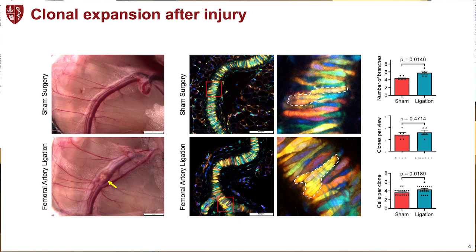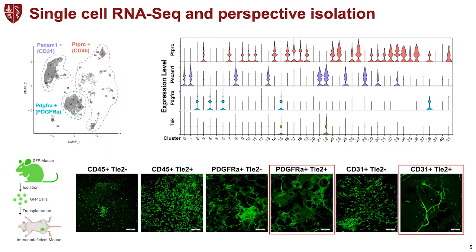To identify the vascular stem cells, we induced a vessel injury model by ligating the femoral artery of the rainbow mouse. After the ligation, some cells proliferate, trying to regenerate the vessels. So in the injured mouse, we can see more clones, and the cell number in each clone is higher than in the control group. We collected those tissues for single-cell sequencing to identify the markers for those cells.